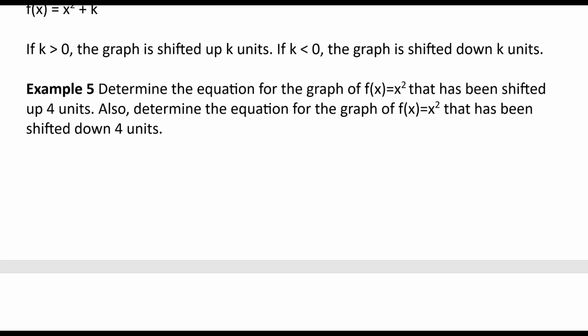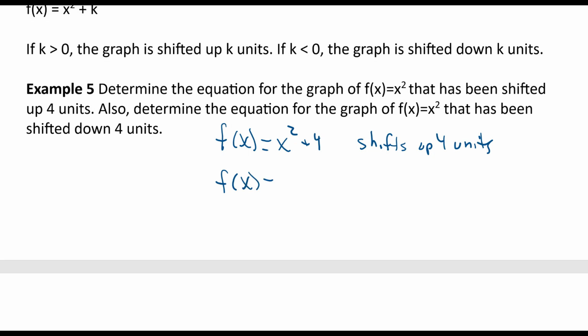So our example: determine the equation for the graph of f of x equals x squared that has been shifted up 4 units. Also determine the equation for the graph of f of x equals x squared that's been shifted down 4 units. So what we're looking at then is, for going up 4 units, f of x equals x squared plus 4 shifts it up 4 units. And f of x equals x squared minus 4 will shift it down 4 units.